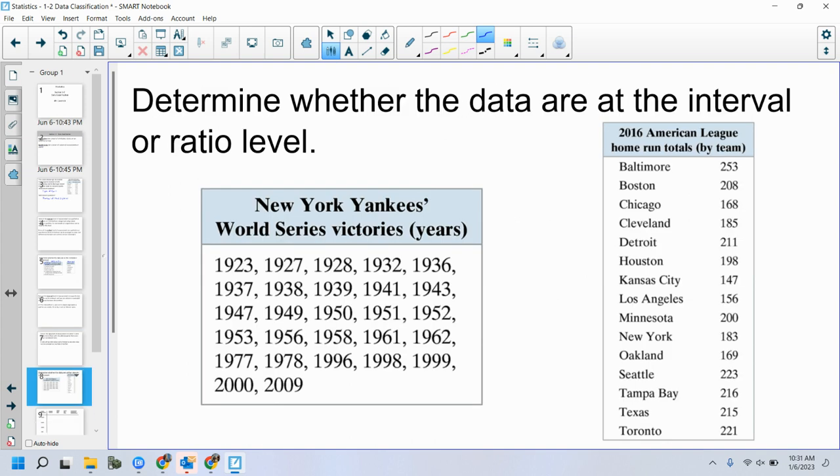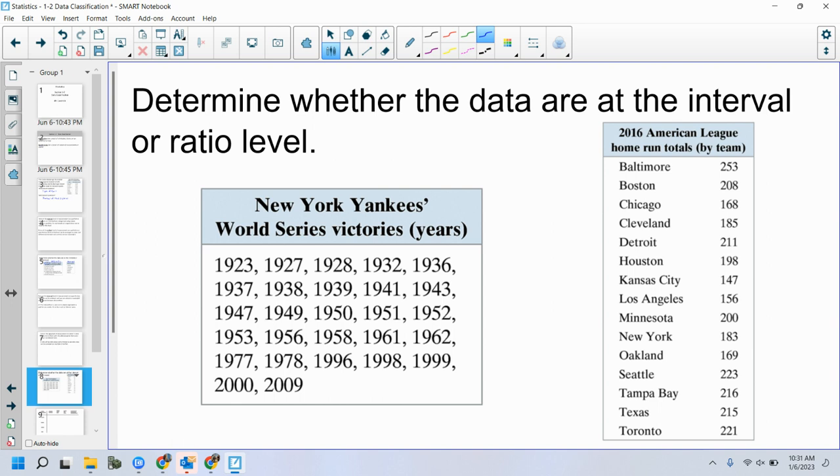All right, so let's take a look here. Determine whether the data are interval or ratio level. On the left side here, I've got the New York Yankees World Series victories in years. On the right side, I've got the 2016 American League home run totals by team.